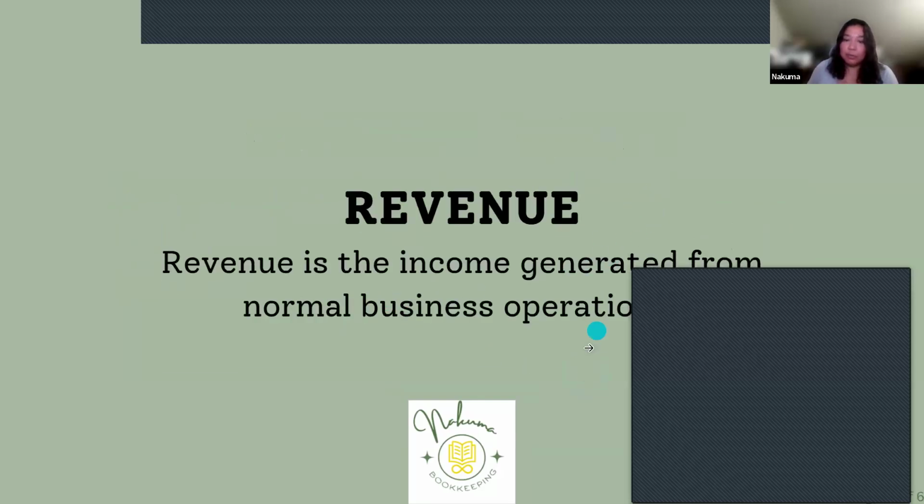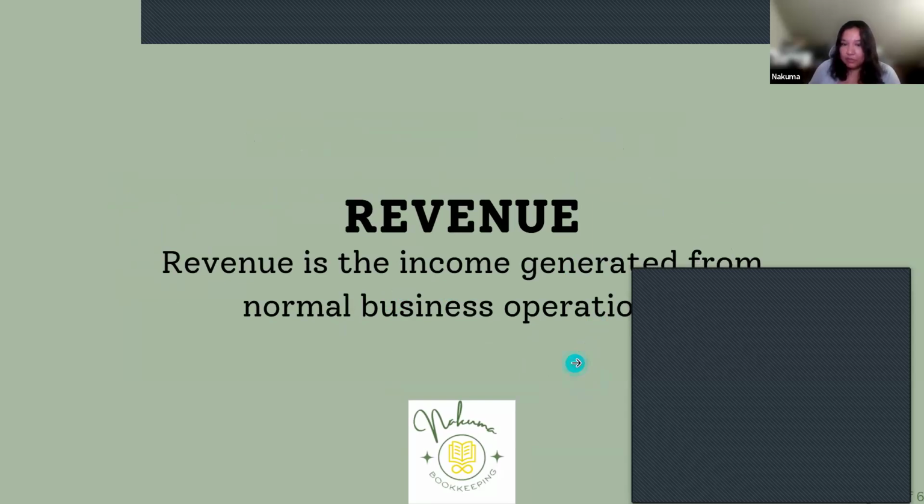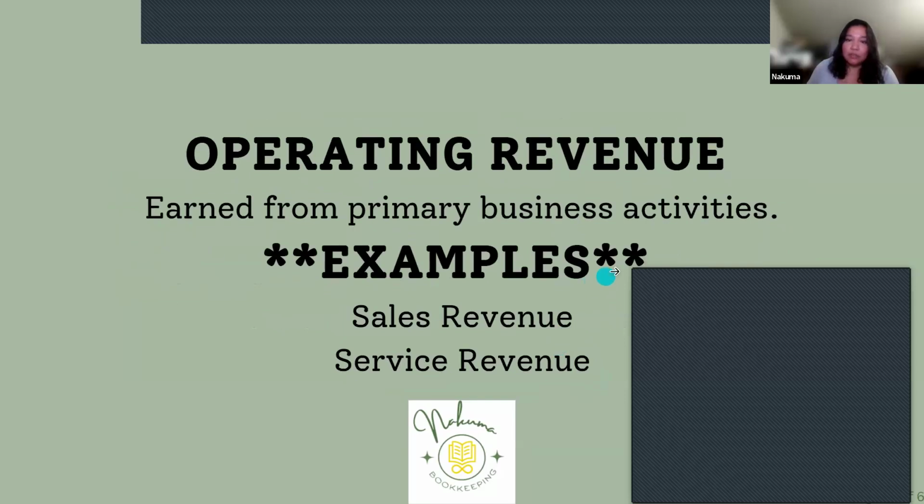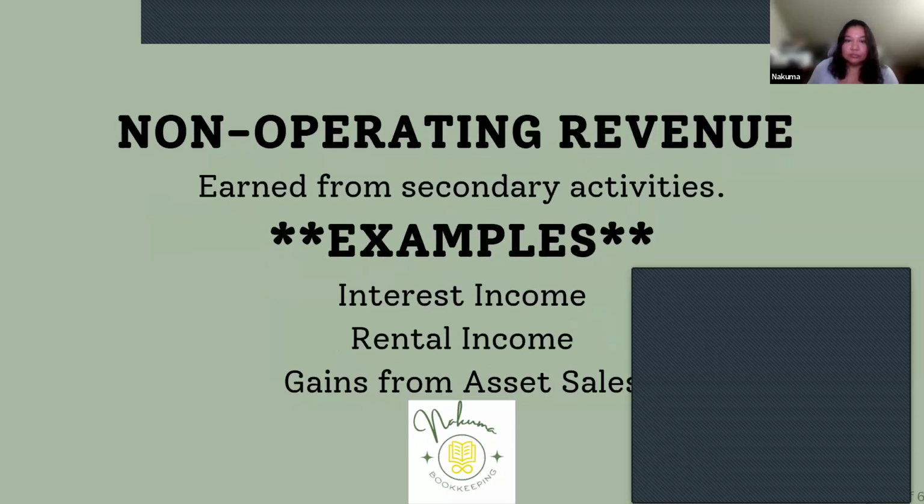Revenue is the income generated from normal business operations. These come from the primary business activities. This is usually done by sales or services rendered, or both, depending on the business. A great example is a hairdresser, who will usually sell products on top of doing their service, so they actually generate income in two different ways. Others will just be sales-based, and others will just be service-based.